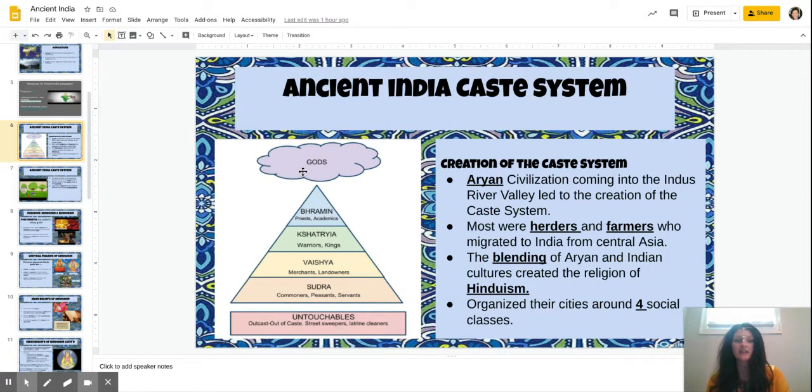And at the very top, above all classes, are the gods. They were considered higher than any person or caste on earth.